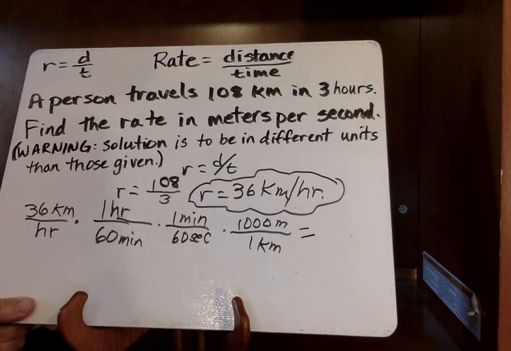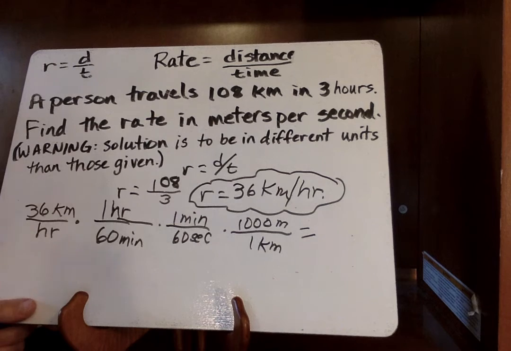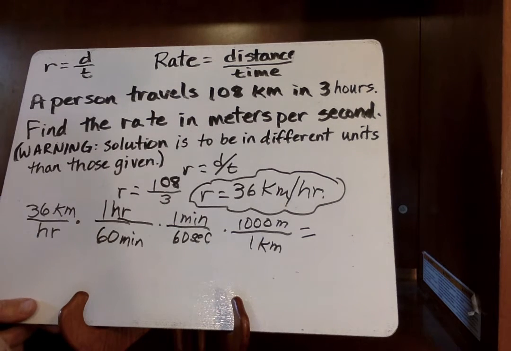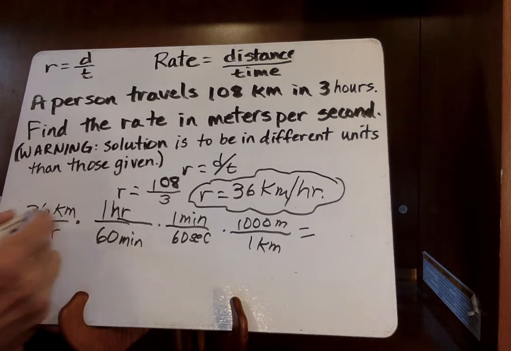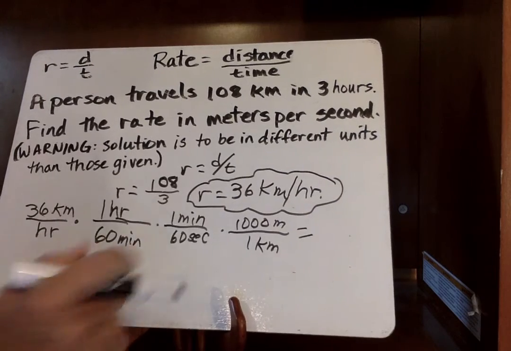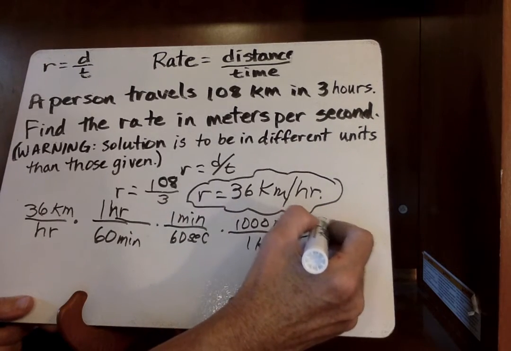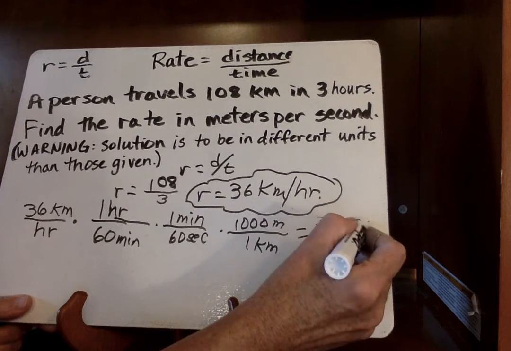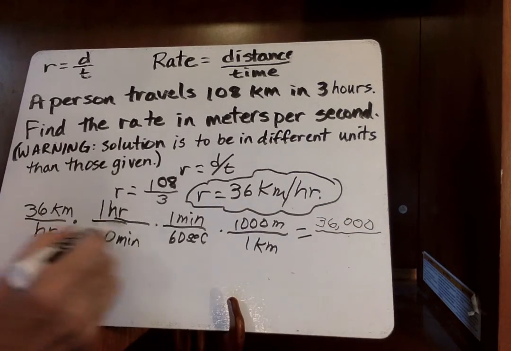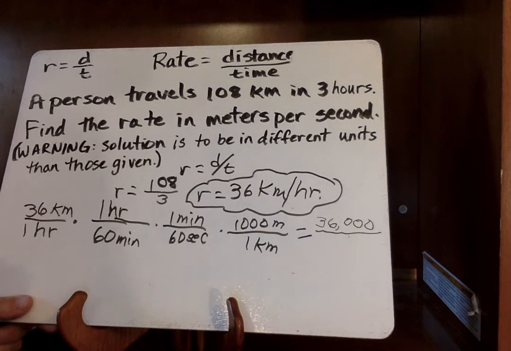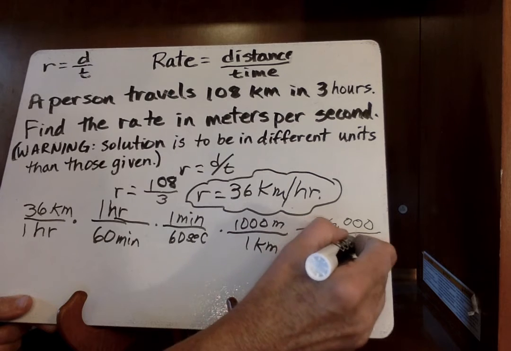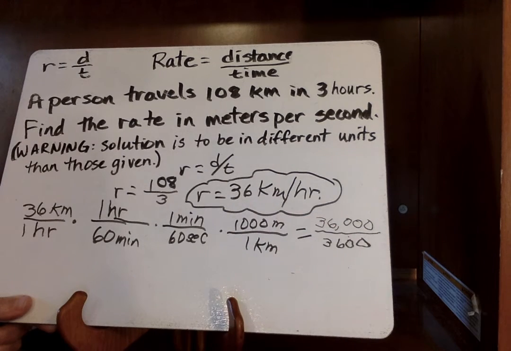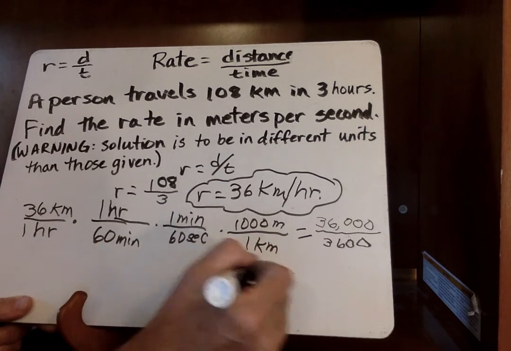We won't have anything this hard on a test, but I thought I would at least explain it to you so that you would know how to do it. Now we could either cross cancel or we can multiply through. I just want to multiply through because 36 times 1 times 1,000 equals 36,000. And 60 times 60, this is 1 right here. So 1 times 60 times 60 times 1 equals 3,600. And if I divide 36,000 by 3,600, I get 10.